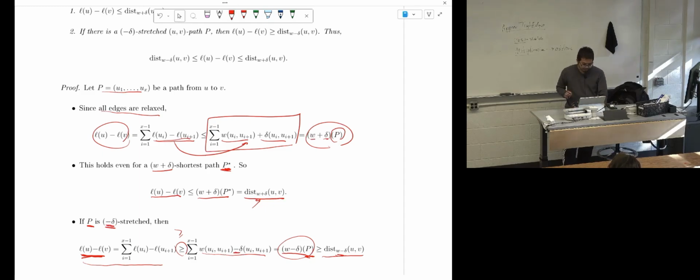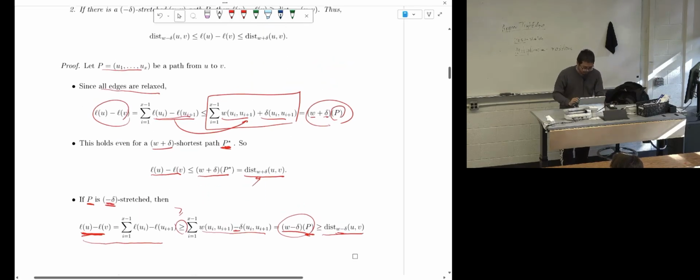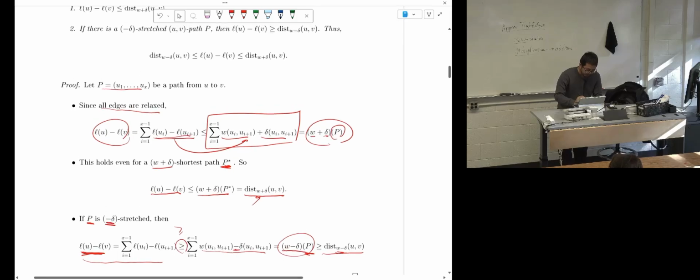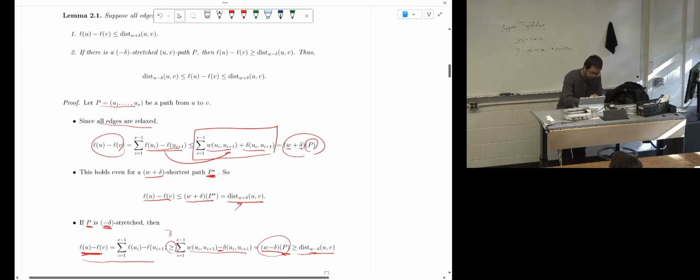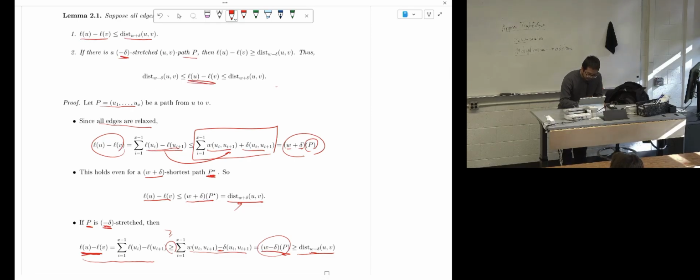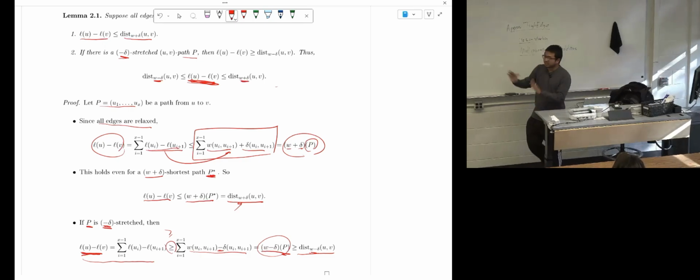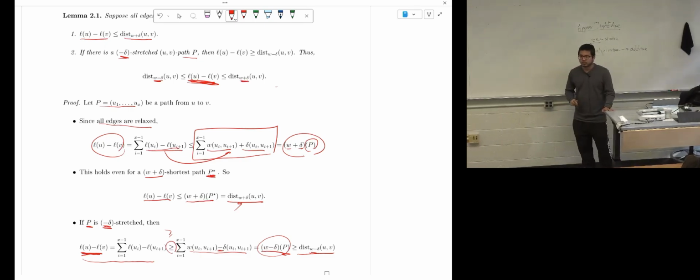Okay. So it means that everything here is always bounded by here, and if there is a minus delta stretch path, then the stretch between how far away U and V is sandwiched between this one and this one. Does this make sense? It's kind of the same thing, just changed to additive stuff.